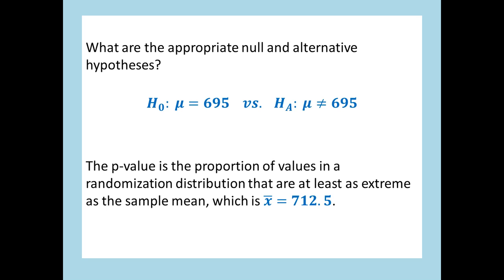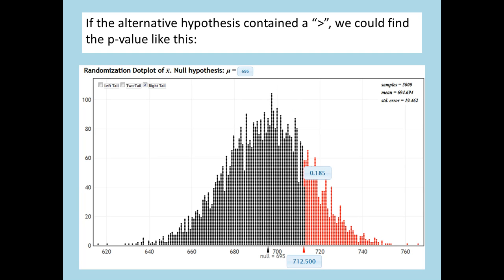What the p-value will be here is the proportion of values in a randomization distribution at least as extreme as the sample mean, which is 712.5. That's what you get if you add up all of the values in the sample and divide by 20. So we know what our cutoff is supposed to be. If we had a greater than in the alternative hypothesis, this is what we would do. You would select right tail in the upper left in StatKey, and then you would specify the right tail cutoff as 712.5, and the p-value would be 0.185.